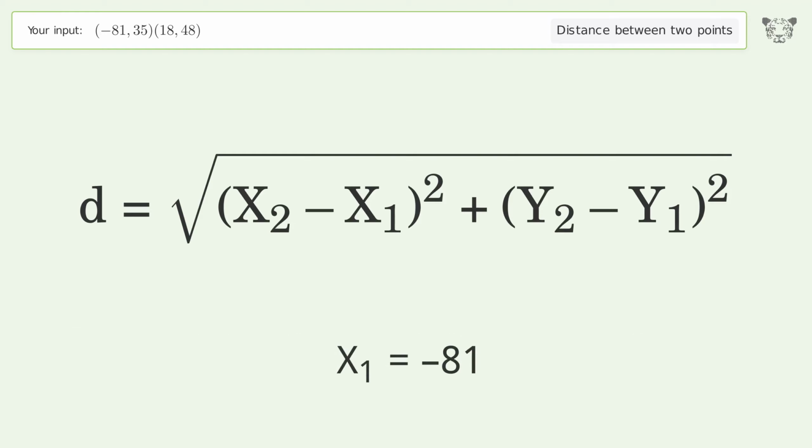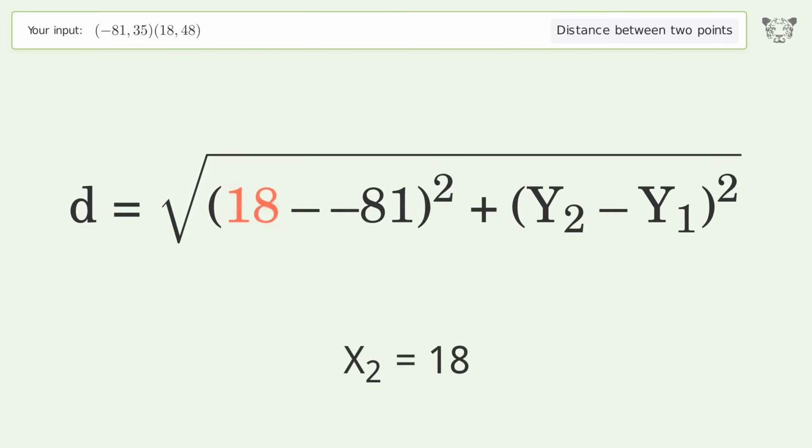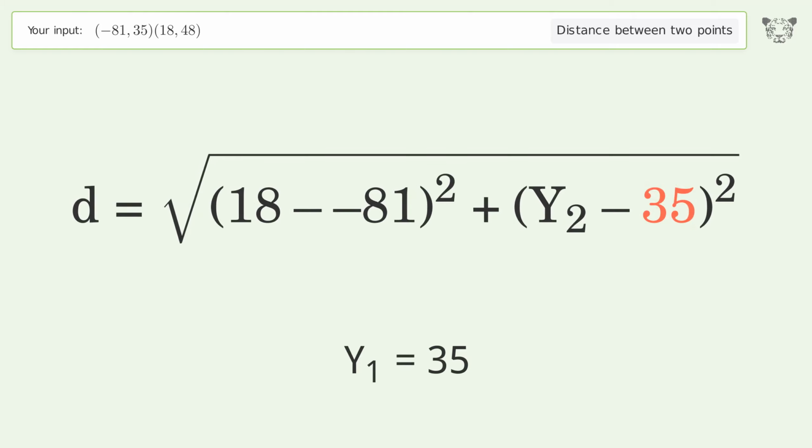x1 equals -81. x2 equals 18. y1 equals 35. y2 equals 48.